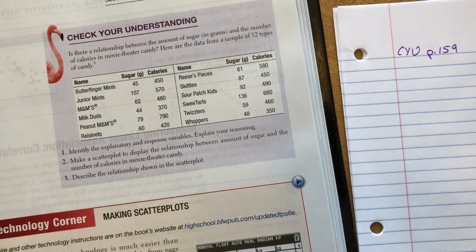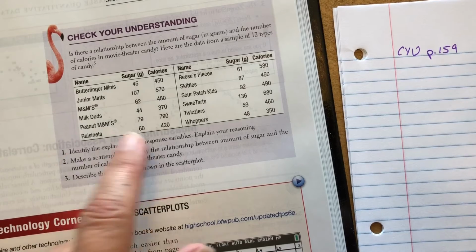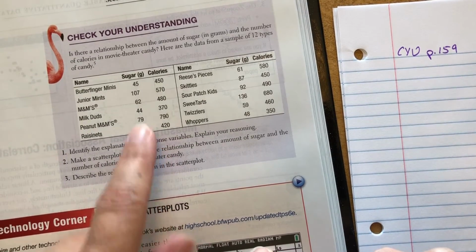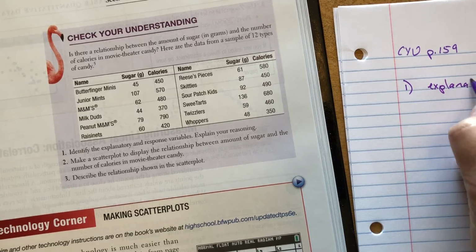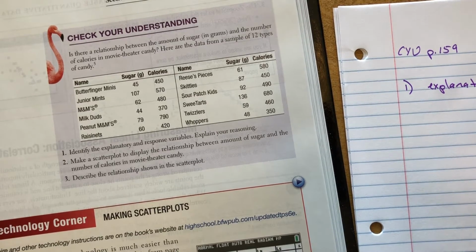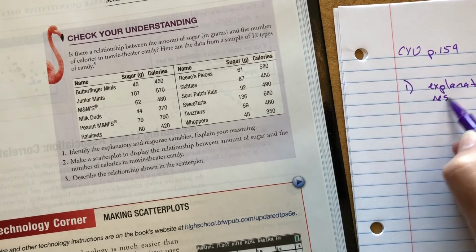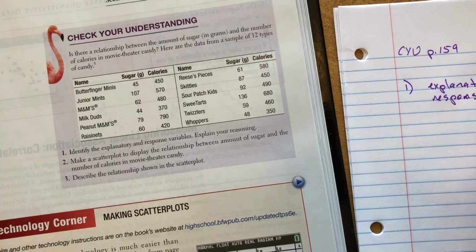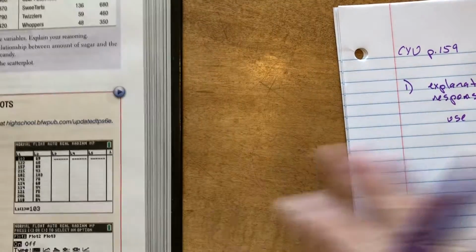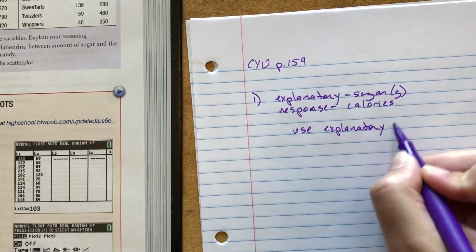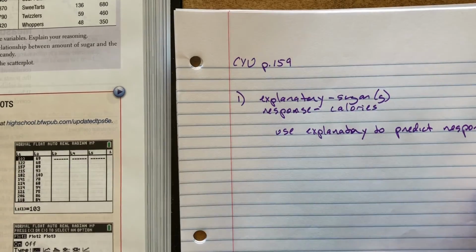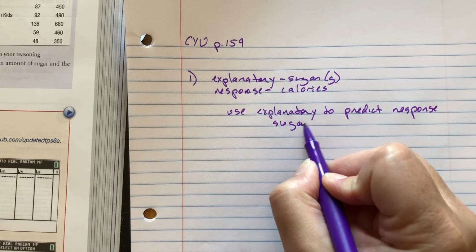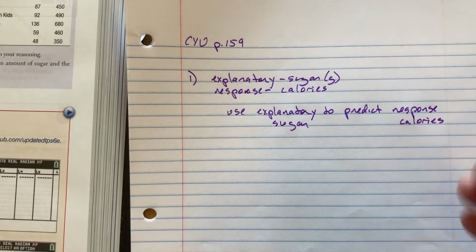Explanatory and response variables. Explanatory is what we use to predict the response. So it looks like we're going to use sugar to predict calories. So my explanatory is the sugar in grams, of course, and my response is the number of calories. We use the explanatory to predict the response. So we're going to use sugar to predict calories. So that's how we know.